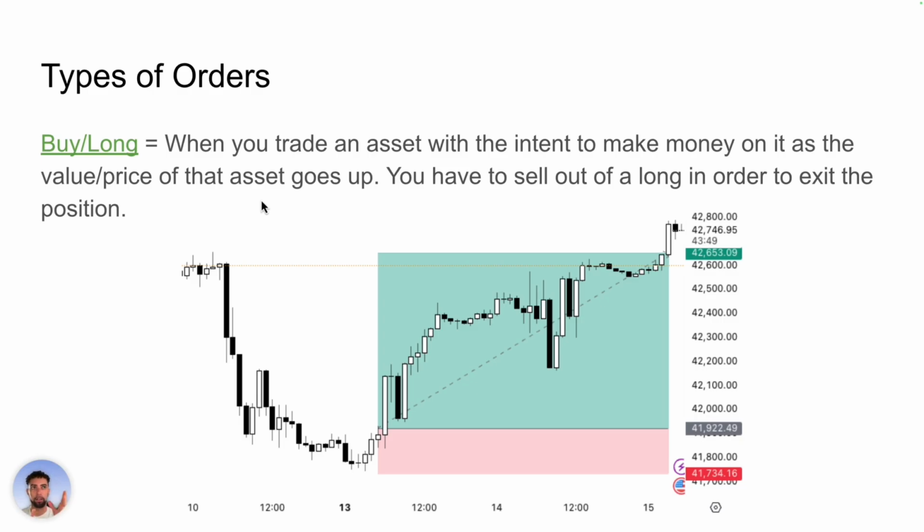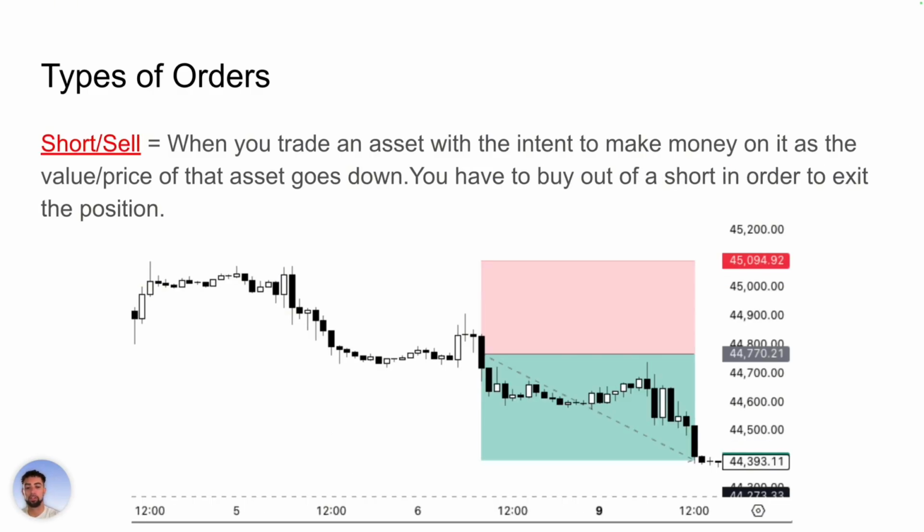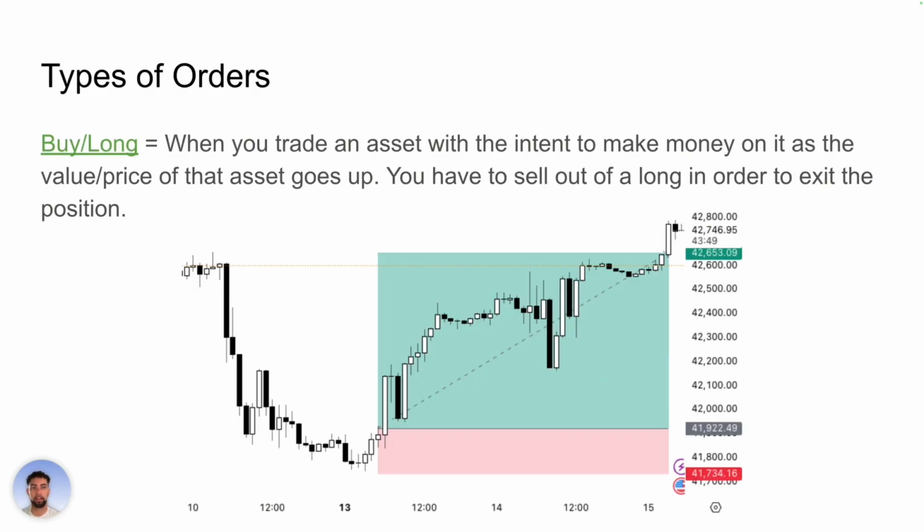Some of these, like the buy/long and the short sell, I went over in a different video. So if you haven't seen that video yet, this is the first time you're seeing this. But if you've already seen it, we're going to go over it again because it's important. So, types of orders: buy/long.